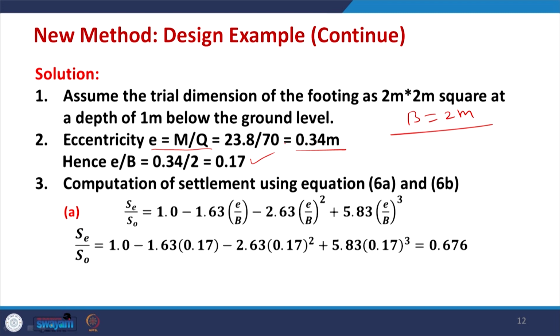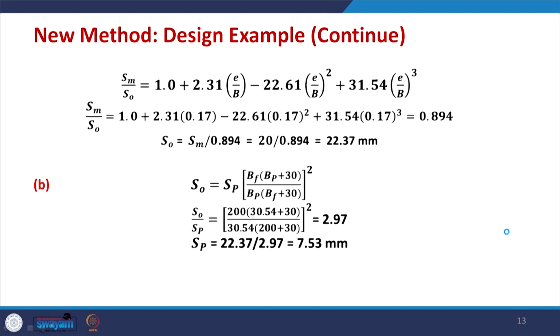And computation of settlement can be done using equations 6a and 6b. So, what you have here is Se by S naught, this was equation 6a, which we have discussed already in the last lecture. What you need to do is put the value of e by B and get the value of Se by S naught as 0.676. Same thing for Sm by S naught, then you get the value of 0.894. Now, because the ratio of Sm by S naught is 0.894, you can calculate the value of S naught, which is 22.37 mm.